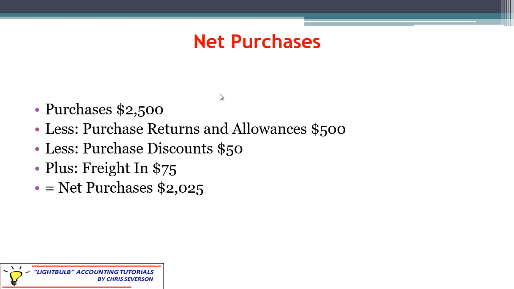So the net purchases calculation here, we'd have purchases of $2,500 less the purchase returns and allowances of $500, less the discount of $50, plus the freight in of $75 gives us net purchases of $2,025.